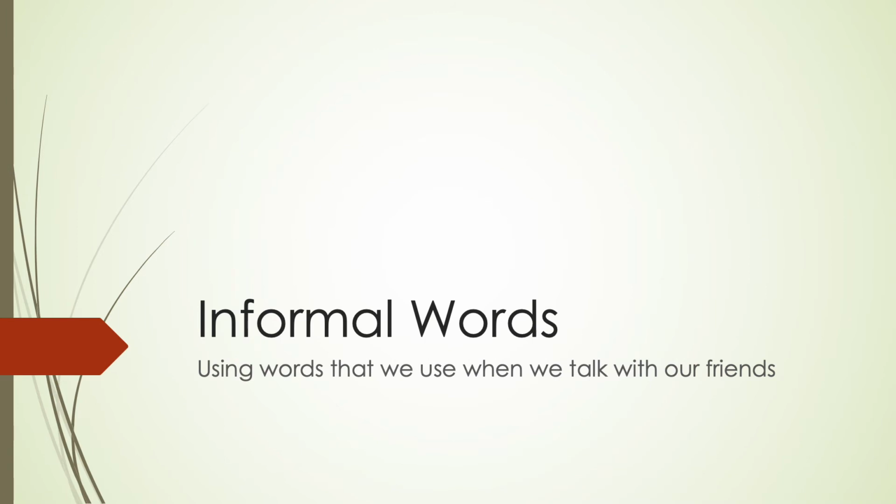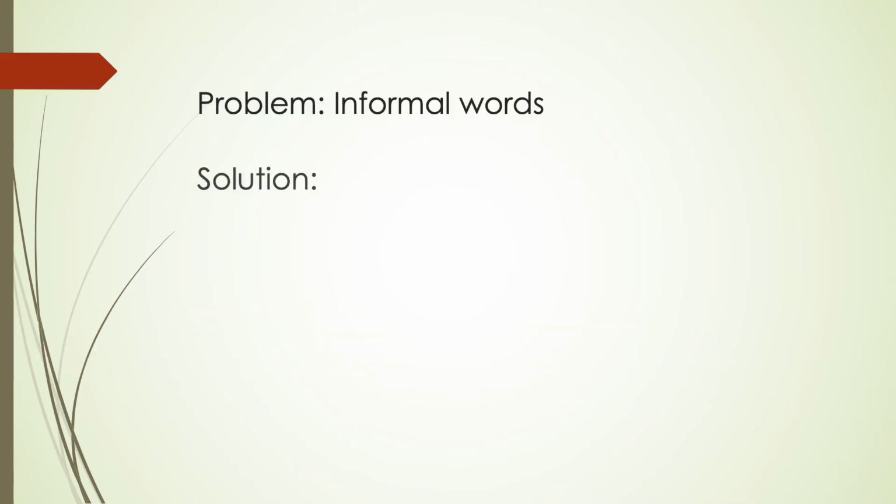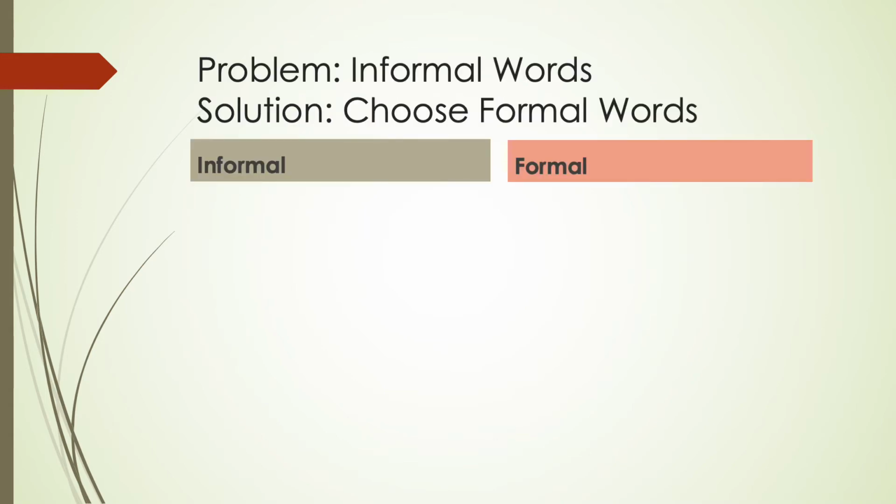Informal words. So this is using words that we use when we talk to our friends. The solution is simple, to use formal words. So let's take a look at a chart again. On the left, we will see the informal words, and on the right, we will see the formal options. So let's take a look at the first example, a bit difficult. We can change that to somewhat difficult.